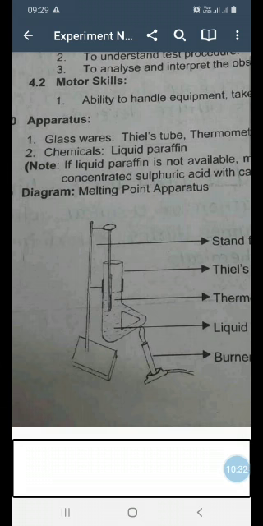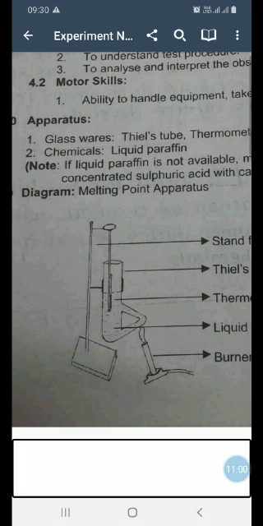Now, I forgot to mention that whenever you fill the liquid paraffin inside the Thiele's tube, you should fill up to the level above your bend end. That means where your bend end is ending, slightly above that, you have to fill the liquid paraffin in the Thiele's tube.